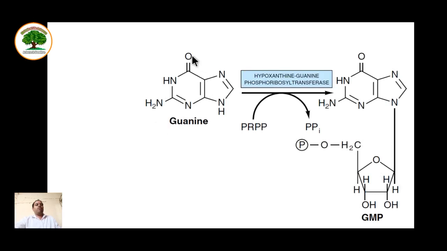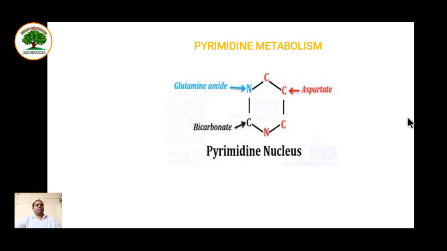Another pathway is one in which guanine, when present in different components of the cell or as a waste product, is converted into GMP by attaching PRPP sugar. The pyrophosphate is released again and GMP is formed. The enzyme used here is hypoxanthine guanine phosphoribosyl transferase. This is how GMP is formed again. So this is the salvage pathway for purine synthesis.